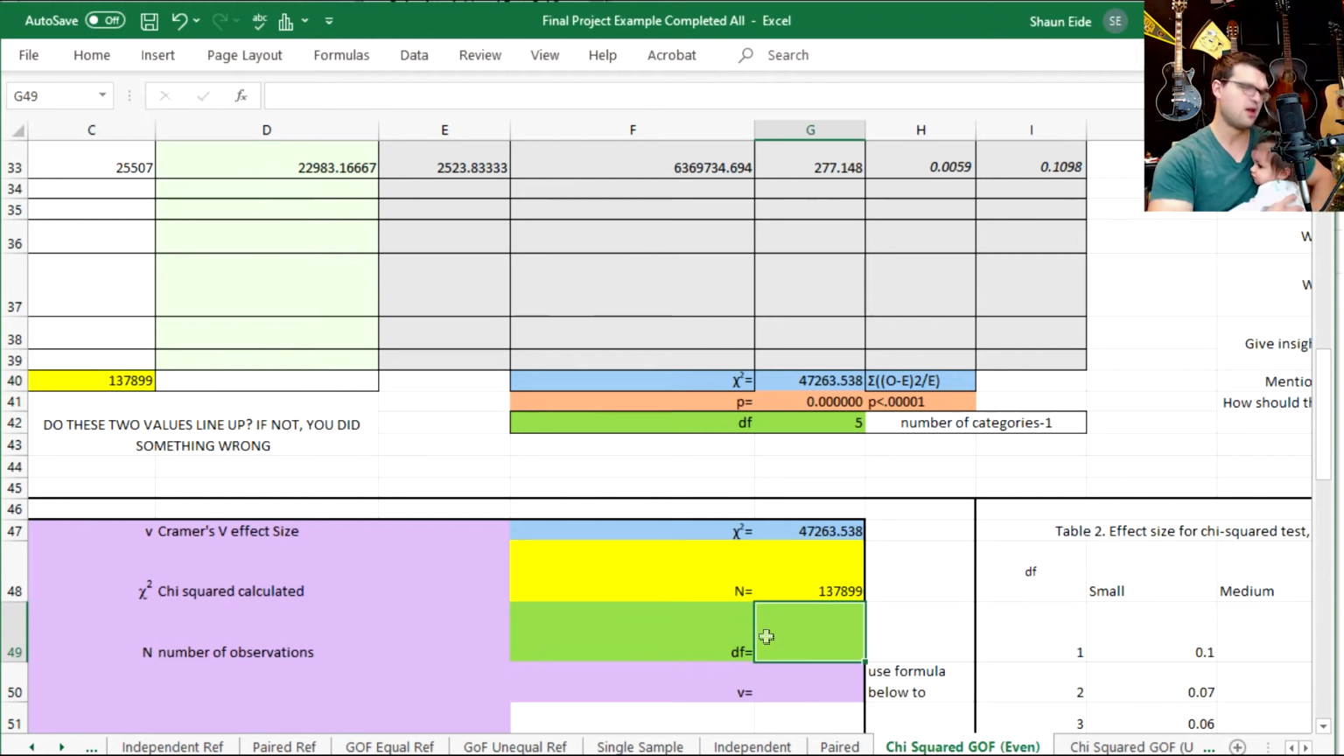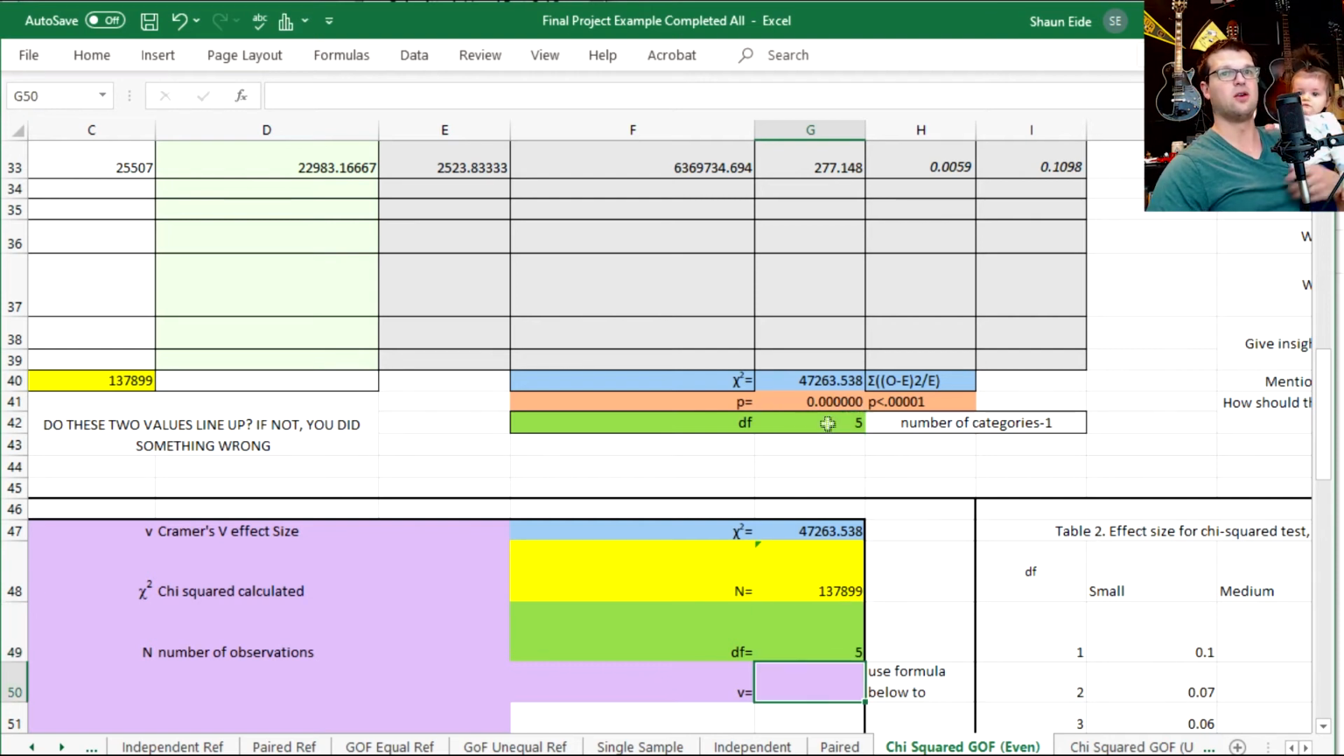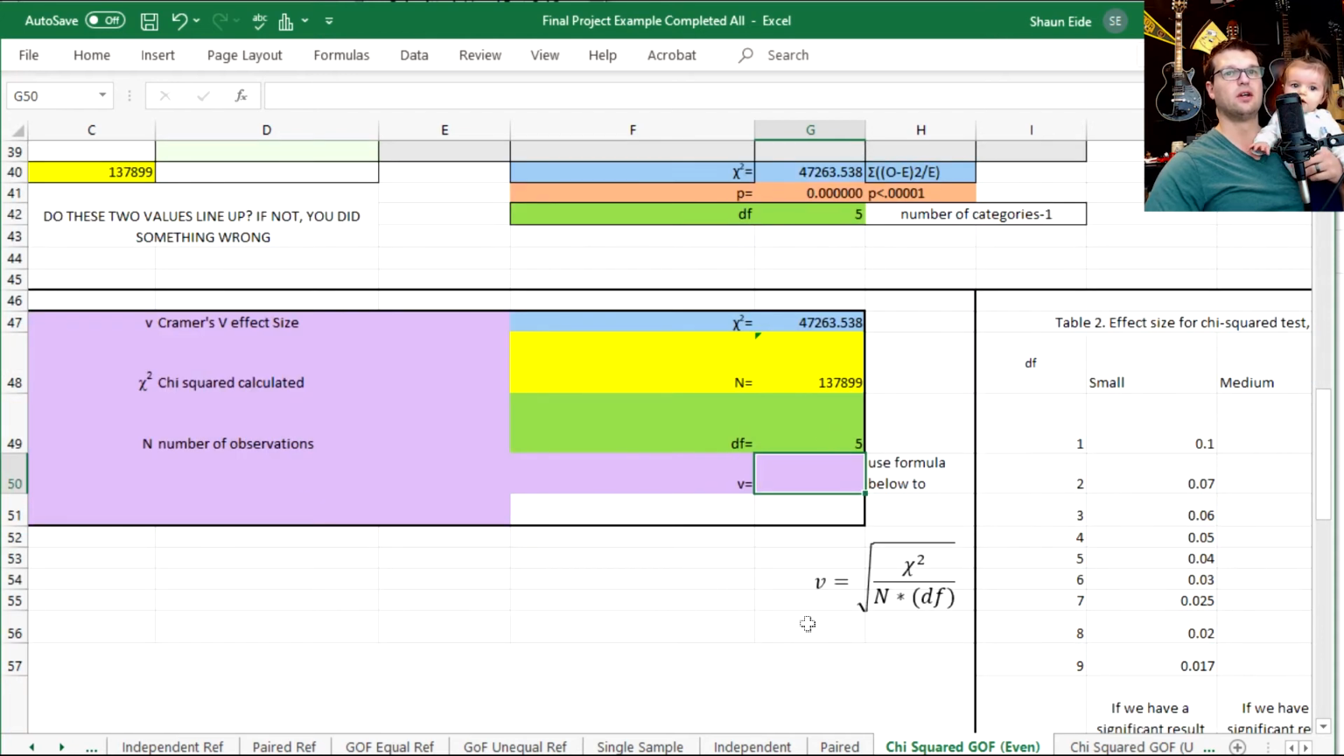And then we've got the degrees of freedom, so it's going to be equals 5. And then we're going to calculate Cramer's V. In order to calculate Cramer's V, we've got to do equals square root.